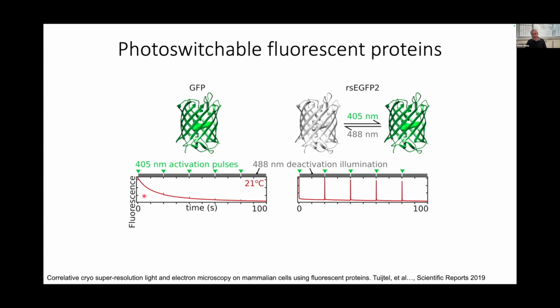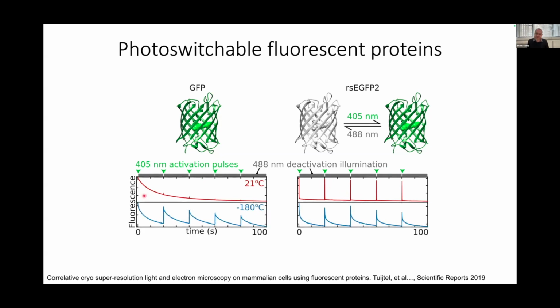When we prepare fluorescent proteins for cryo-EM, even non-photoswitchers like GFP become photoswitchable. So we can turn them on and turn them off, just like traditional photoswitchable proteins. And this means that they can actually be used for super resolution cryo-CLEM.